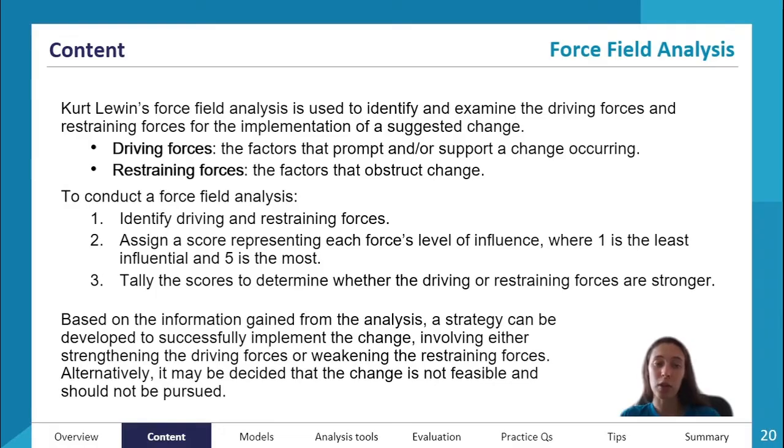To conduct a force field analysis, you've got 3 key steps. The first one is just identifying what those driving and restraining forces are. The second one is assigning a score to represent each force's level of influence. 1 is the least influential and 5 is the most influential. And the last step is to tally the scores to determine whether the driving or restraining forces are stronger. So of course, since 1 is the least and 5 is the most in that scoring system, the stronger of the two, driving or restraining, will have the higher tally.